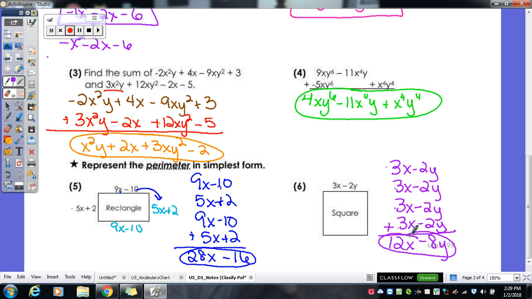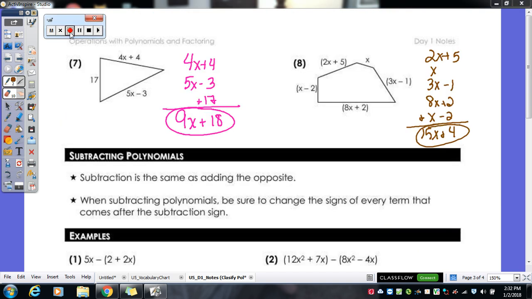So you've got 2 more shapes on the top of the next page. I want you guys to try those ones on your own. Find the perimeter of those next 2 shapes. So hopefully your answers match mine. You should have 9x plus 18 for number 7, and then 15x plus 4 for your number 8.